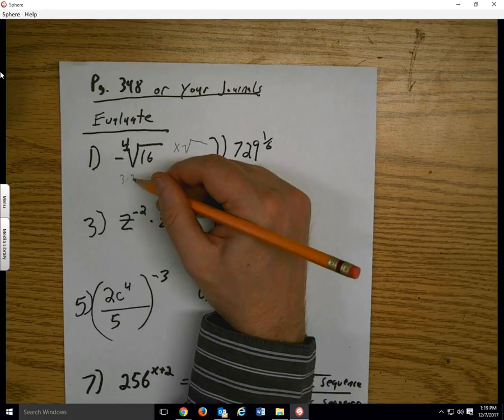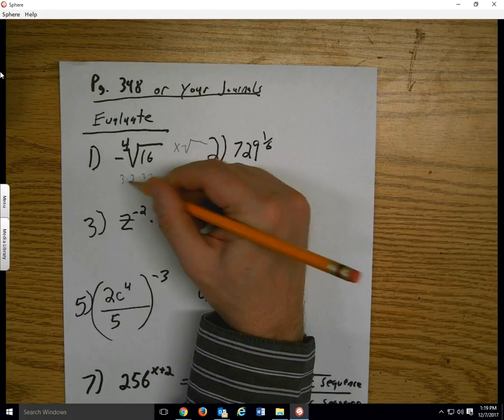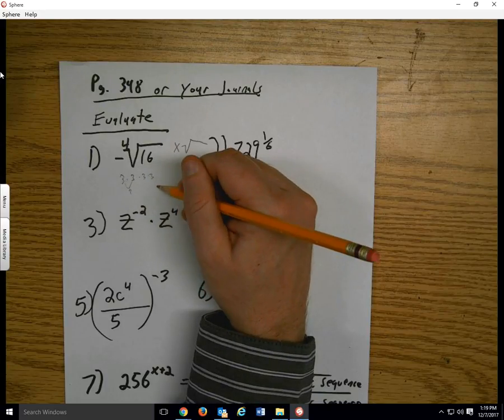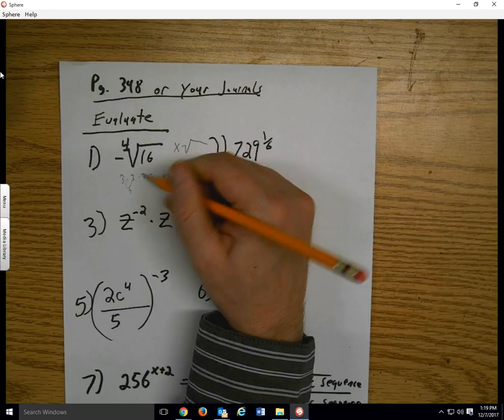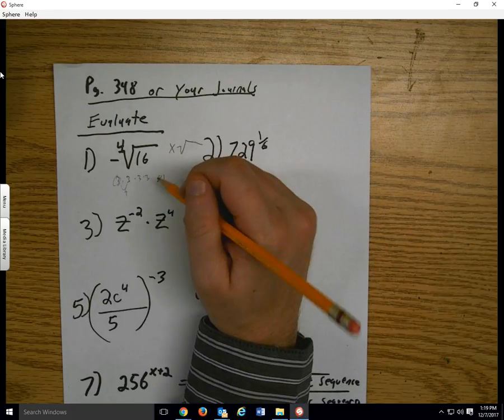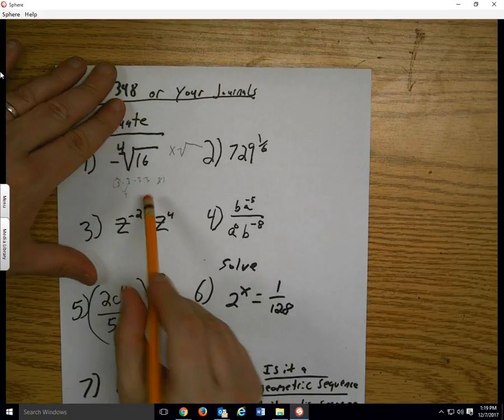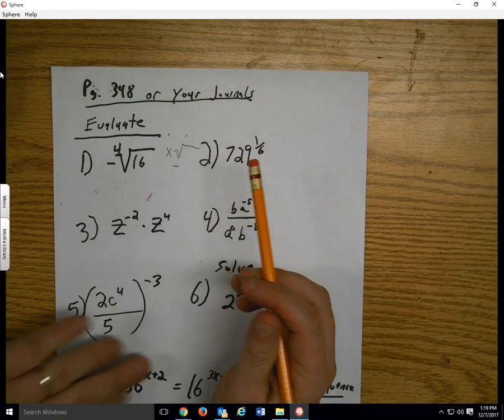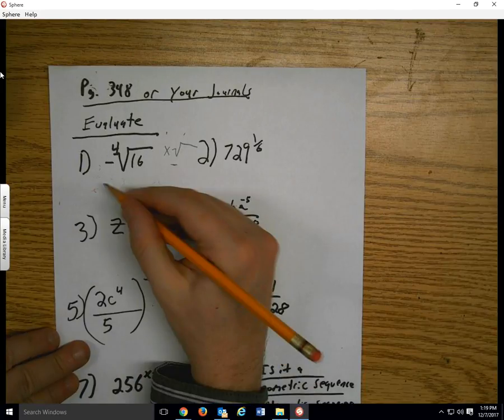3 times 3 times 3 times 3. Well, 3 times 3 is 9. 9 times 3 is 27. 27 times 3 is 81. 81 is too high, therefore 3 is too high. If 3 is too high, I should go lower. So I know 3 is not going to work. And I know it's lower than 3, so I will try 2.